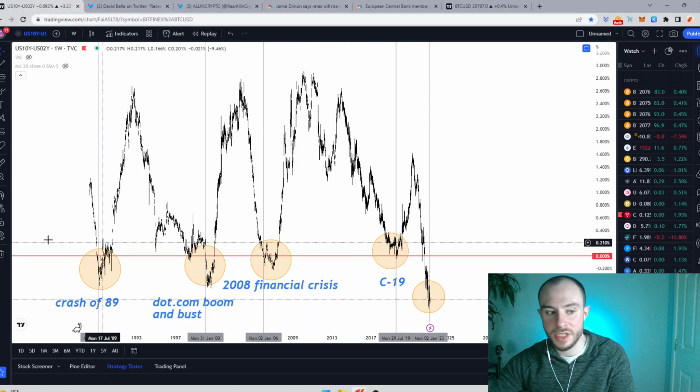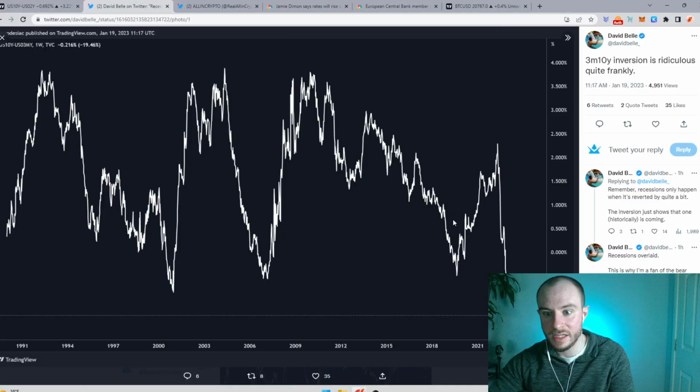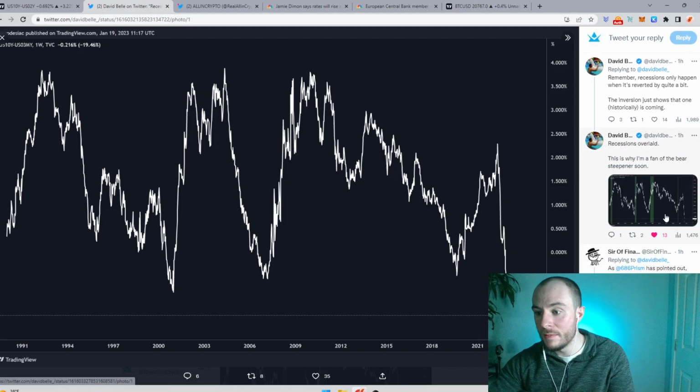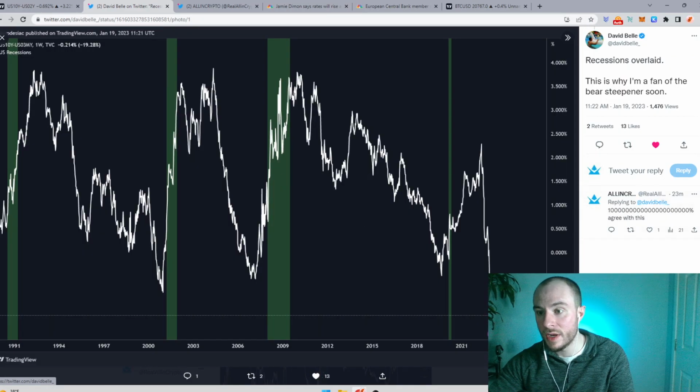But when that crash is going to come, is there any sort of insight into this? This is what David was highlighting with the 3s and 10s. We can do it on the 10s and 2s, something we spoke about previously. If you look at the recession and when it comes, recession overlaid, this is why I'm not a fan of bear steepener soon.